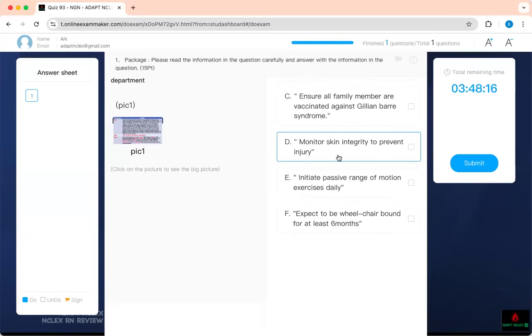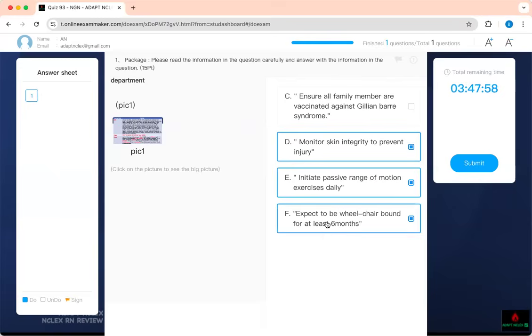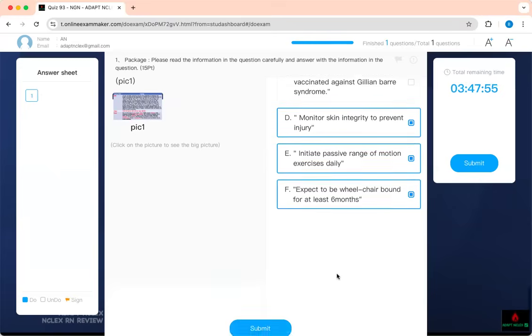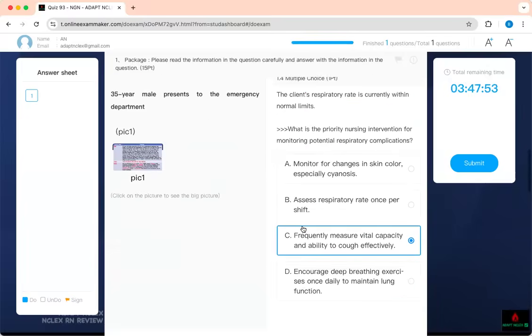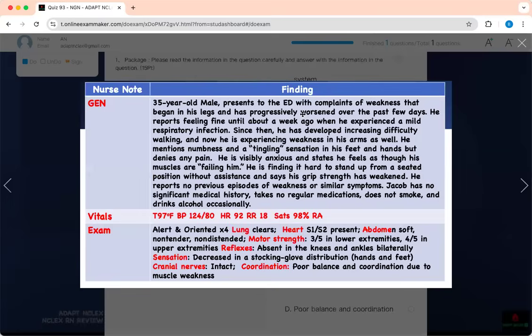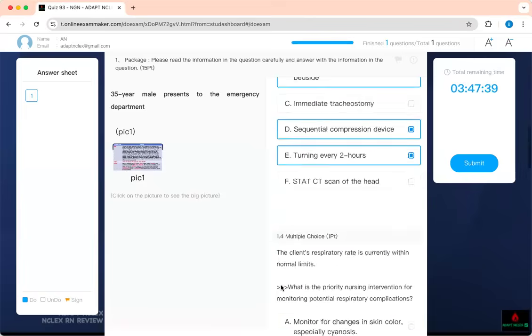Monitor skin integrity to prevent injury. Yes, because of the sensation, right? Initiate passive range of motion exercises daily to prevent spastic muscle. Expect to be wheelchair bound for at least 6 months. It's tricky, right? Yes, you may not be walking for 6 months, and so this is very important. So this is the question. It's a GBS question, and it has all the content. Read it carefully. I just used an example to show you how they can make the case complicated. But if you know the buzzwords, this is a straightforward question.